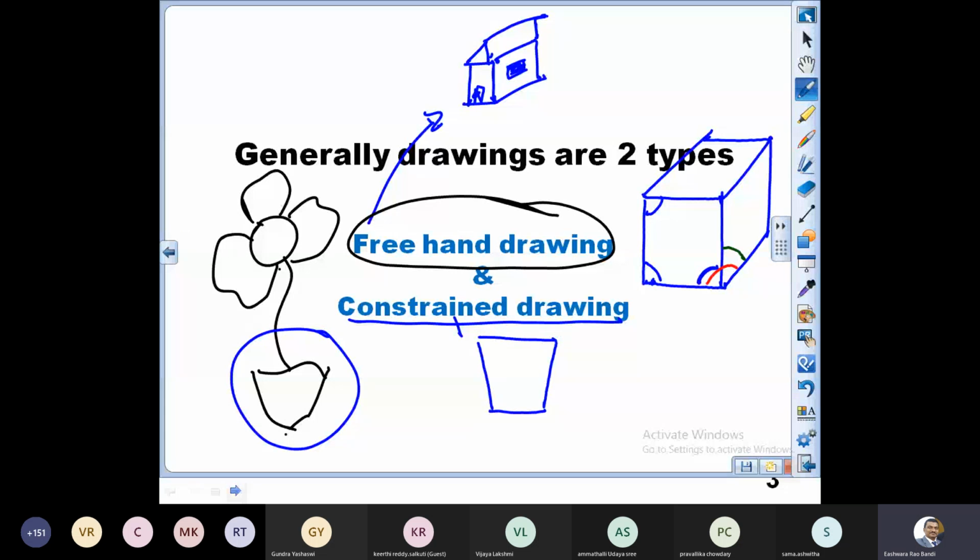And if I want to see it in 3D, it will be like this. You can draw the pot like this. This is a freehand drawing. Whereas coming to engineering drawing, this is one of the views, how it can be visible from one side. Now you have the difference between freehand drawing and constraint drawing, how to understand and how to draw.